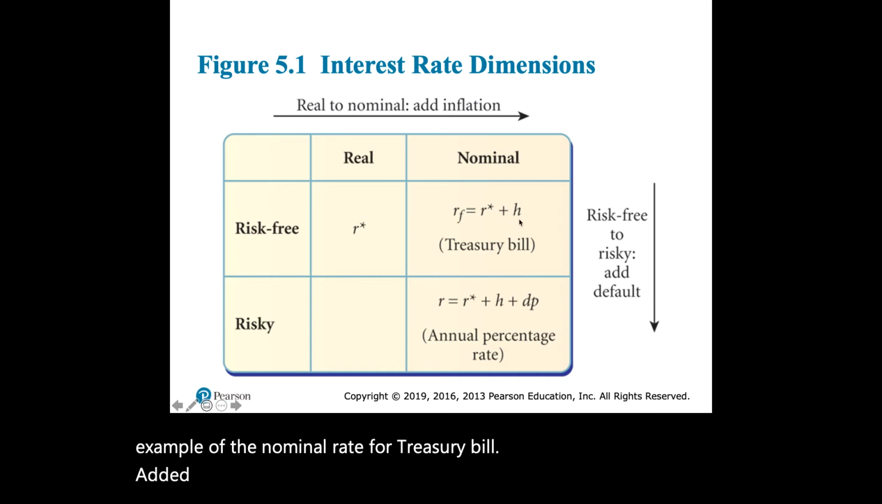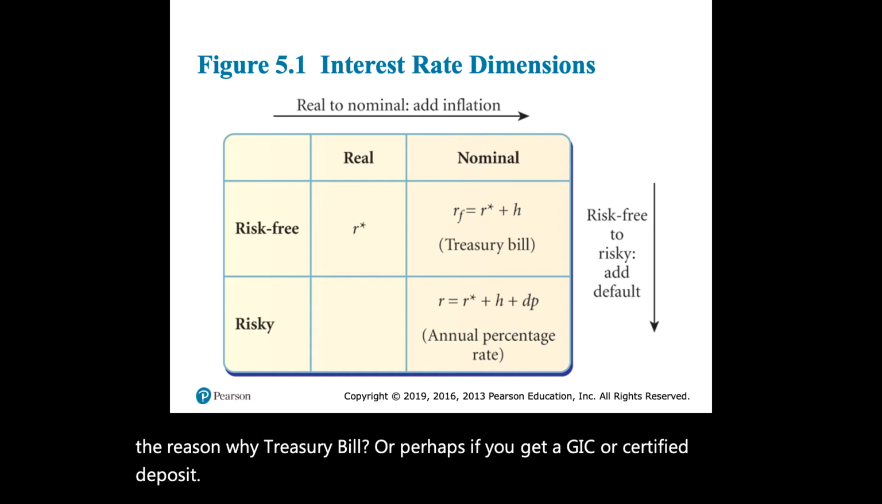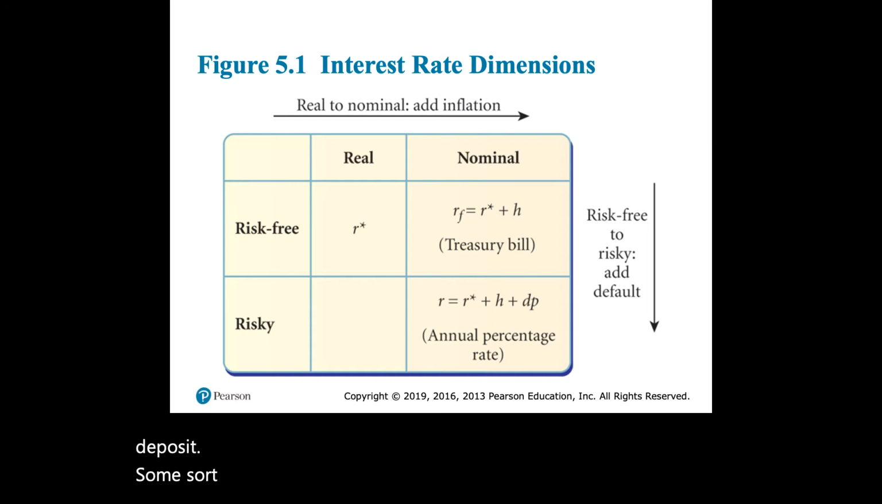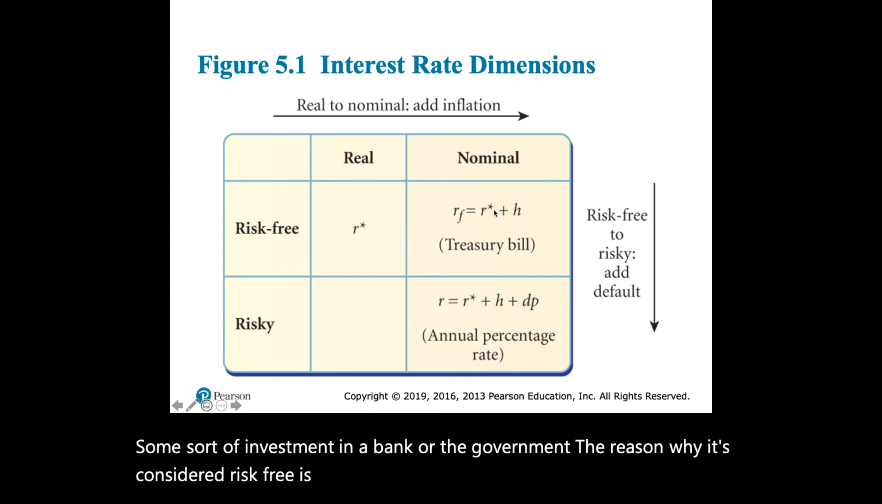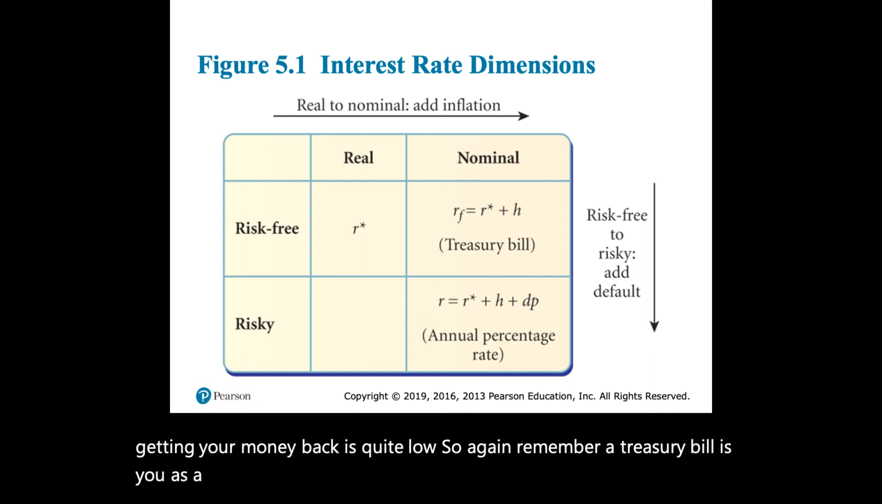Now the reason why a treasury bill, or perhaps if you get a GIC or certified deposit, some sort of investment in a bank or the government, the reason why it's considered risk-free is because typically speaking, the risk associated with getting your money back is quite low. So again, remember, a treasury bill is you as a lender just lending money to the government, and as long as we know the government will pay it back, there's no risk associated.